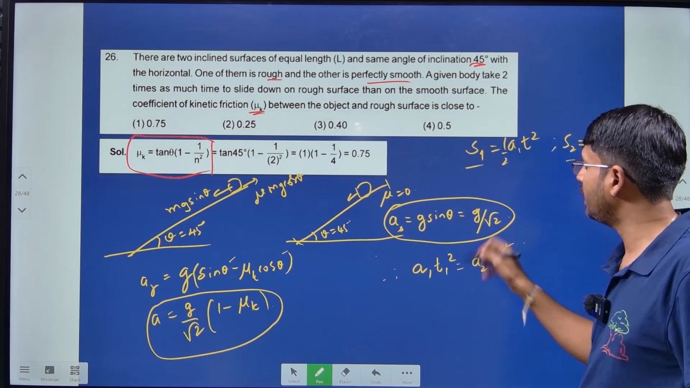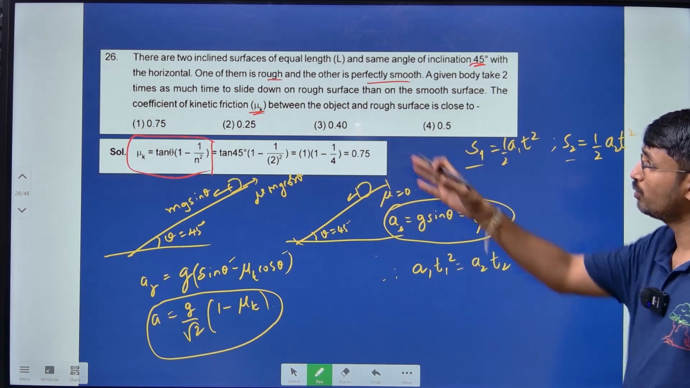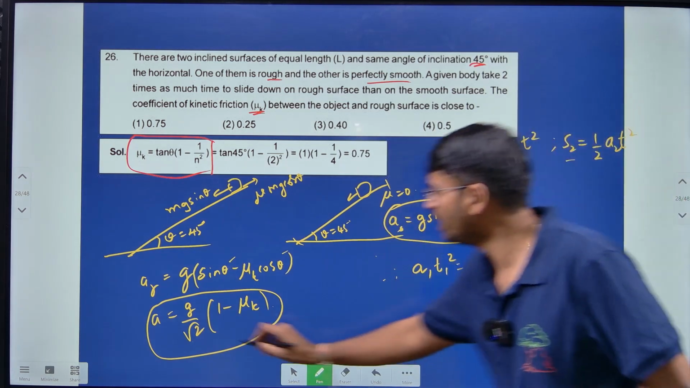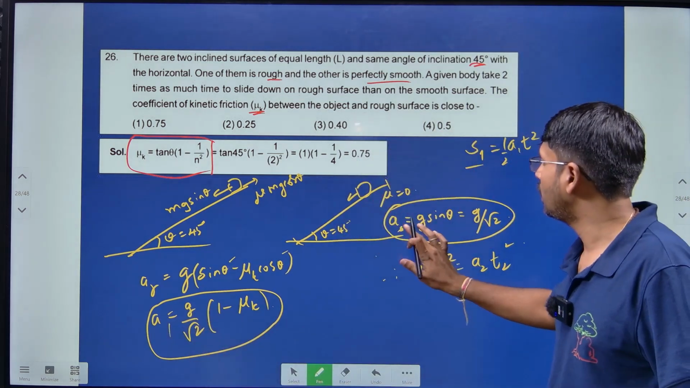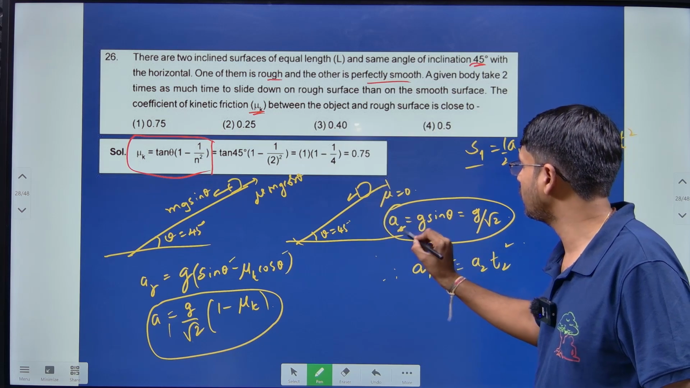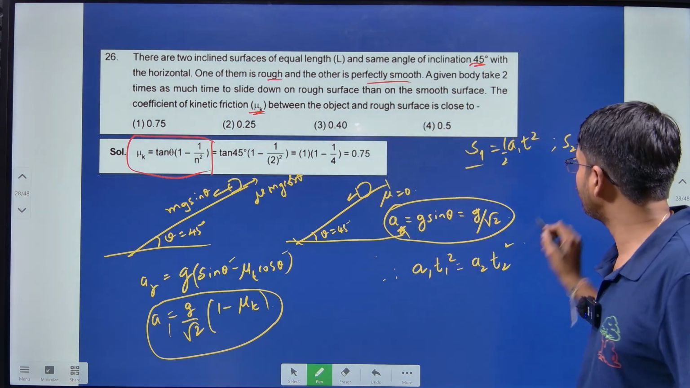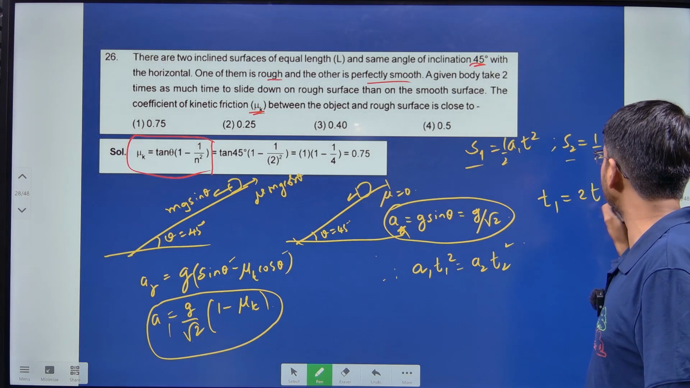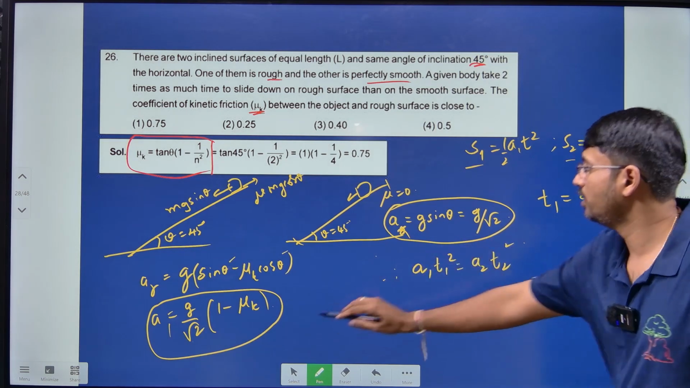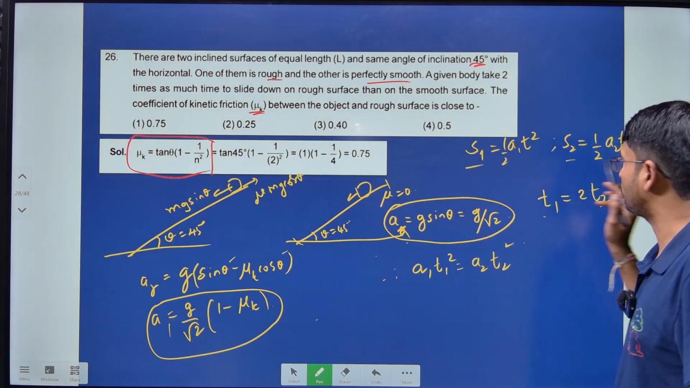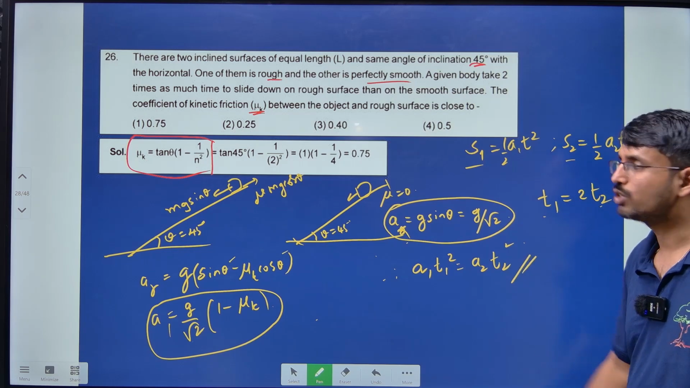So we know A1 and A2 already, and T1 also we know. Let us take this as A1 and this as A2 here, and what is the time taken? On the rough surface, T1 equals twice the T2. So just use A1, A2, T1, T2 in this particular equation, and you will get the answer.